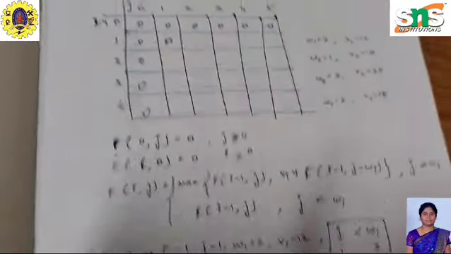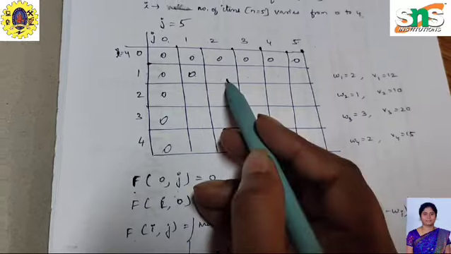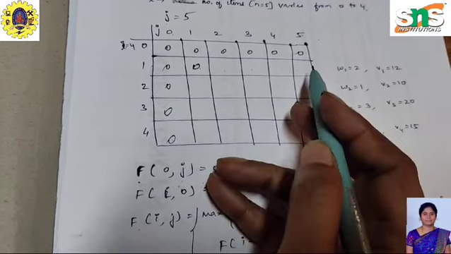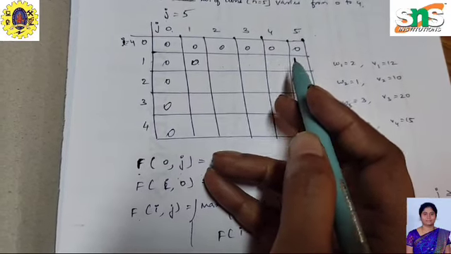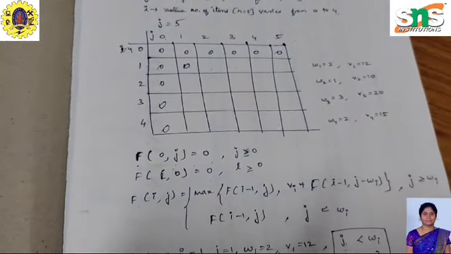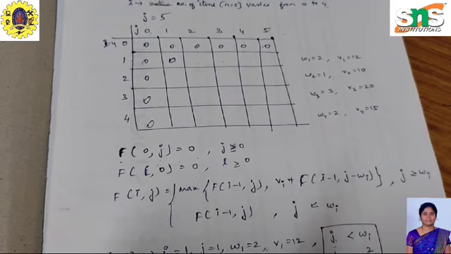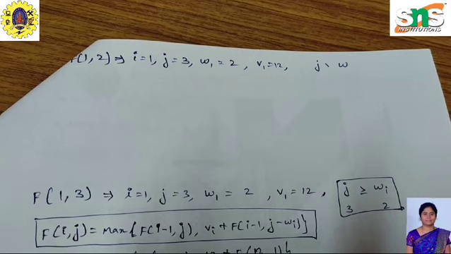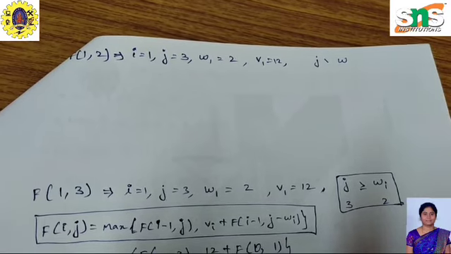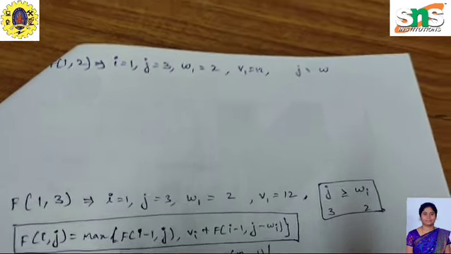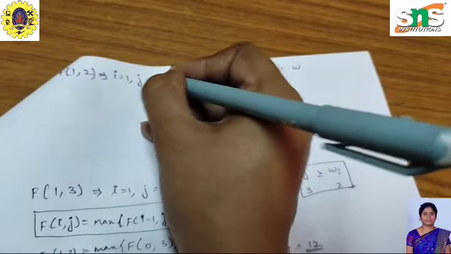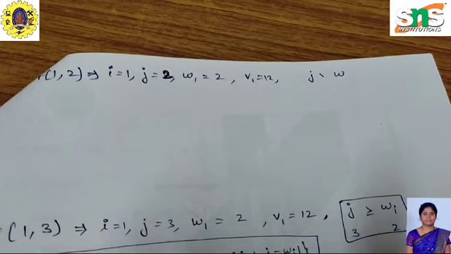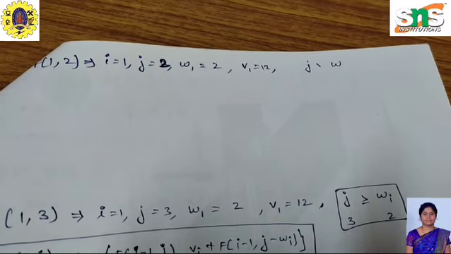The first step was found, and next is 1 comma 2, and again 1 comma 3, 1 comma 4, 1 comma 5. In this manner we are supposed to identify the values. So next I am going to identify f of 1 comma 2. The i value is 1, the j value is 2, and w1 and v1 are 2 and 12 respectively.